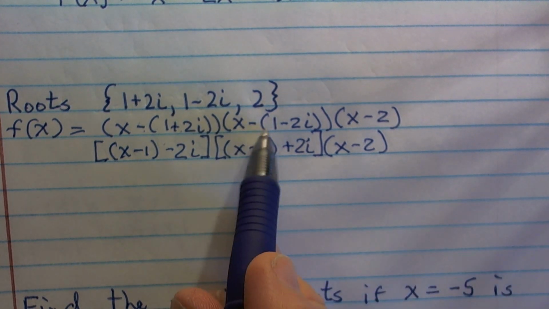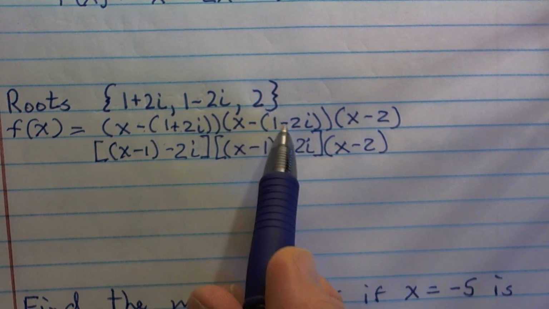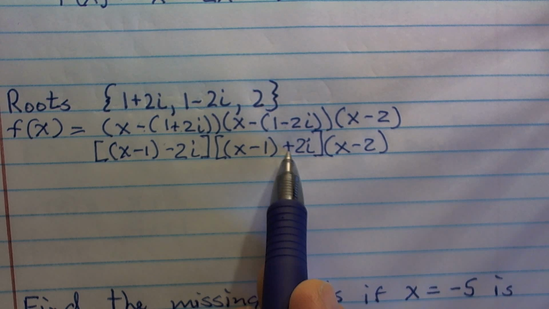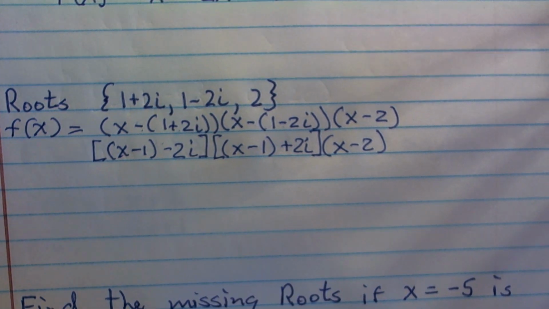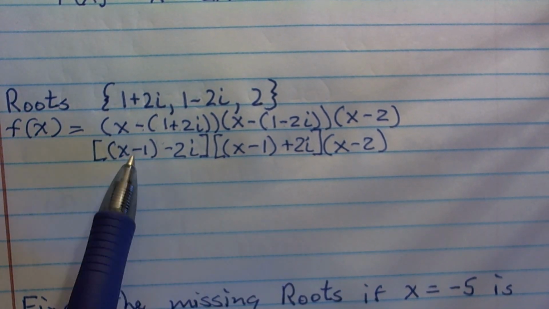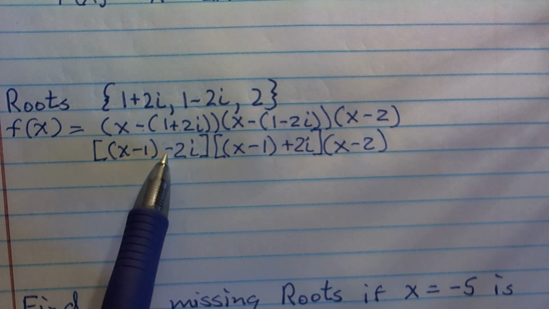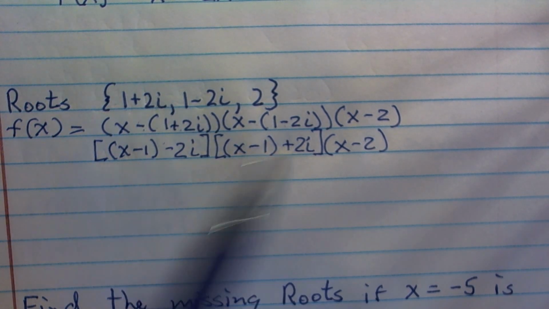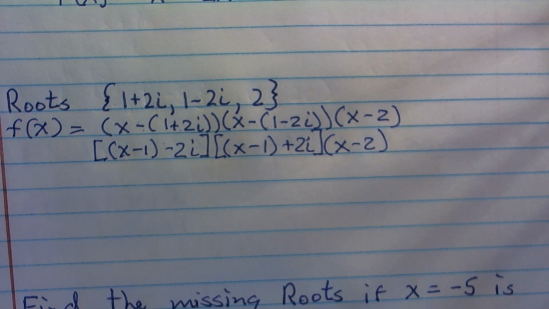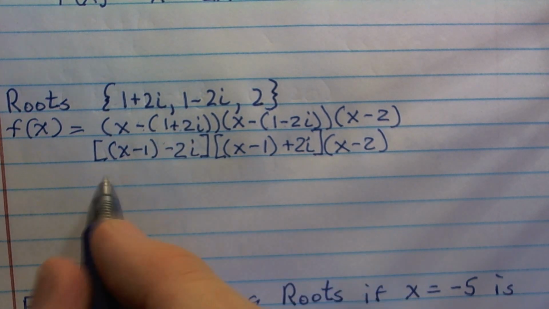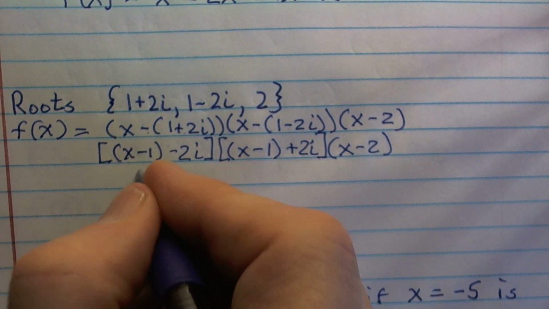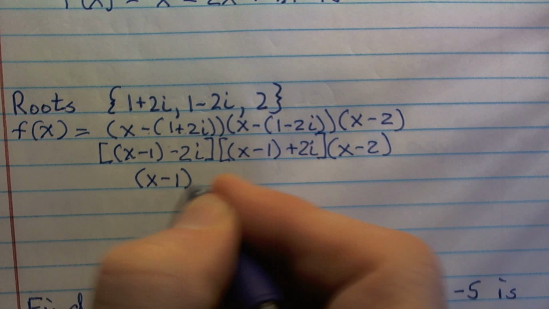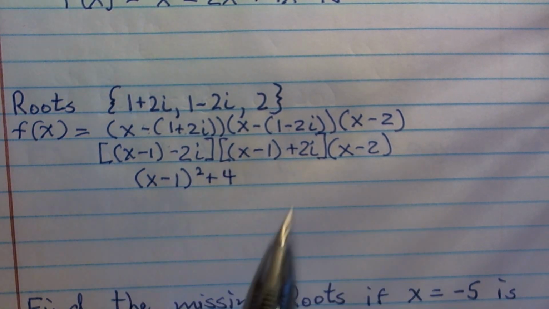There, see? Put these two minuses together, you get a plus. Now, the reason I did that is because dig what I have here. I have x minus 1 minus 2i times x minus 1 plus 2i. Well, that's like that difference of squares thing, and I can rewrite this as x minus 1 squared plus 4.